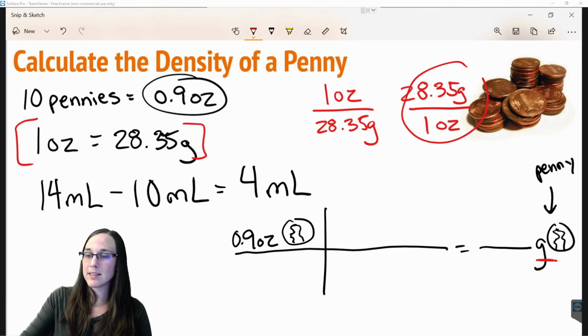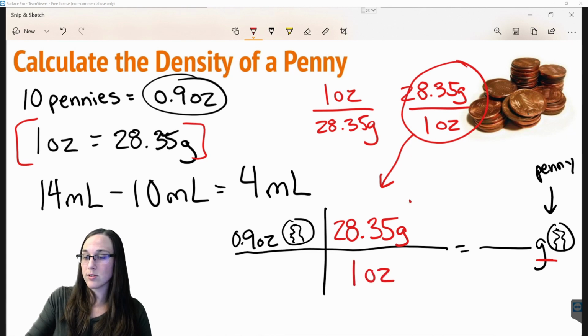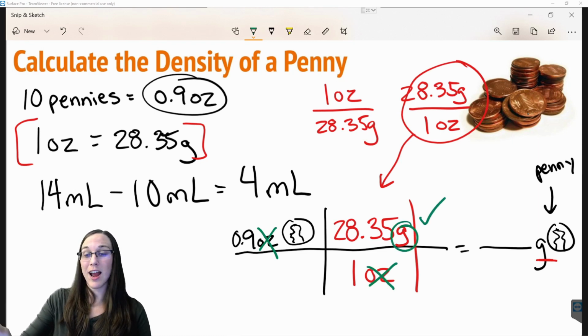So that would be this domino here to be plugged in on our line. 28.35 grams over 1 ounce. We can now see that our ounces cancel, they go away. We're left with gram units, so that means we're on the right track. Now we just have to plug and chug into our calculator.